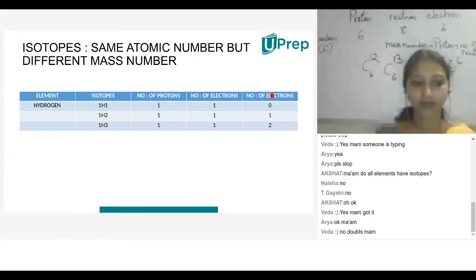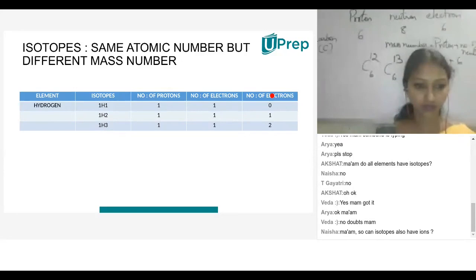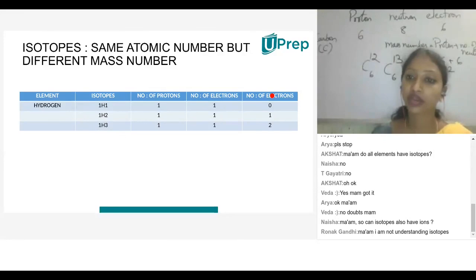Okay. Any doubts, Aisha? No, isotopes won't have any ions. Isotopes won't have any ions because isotopes themselves have higher energy when we compare with their own element. There is no chance of isotopes having ions because isotopes are equal to radioactive elements.